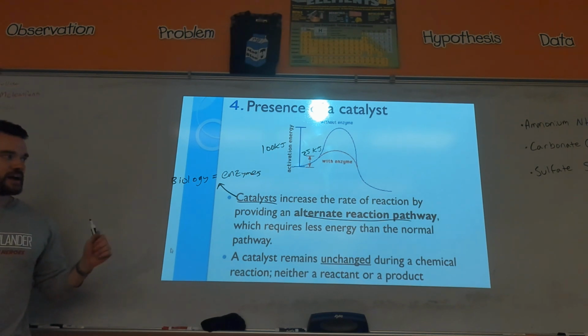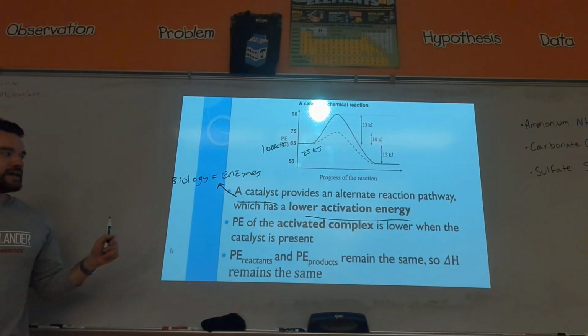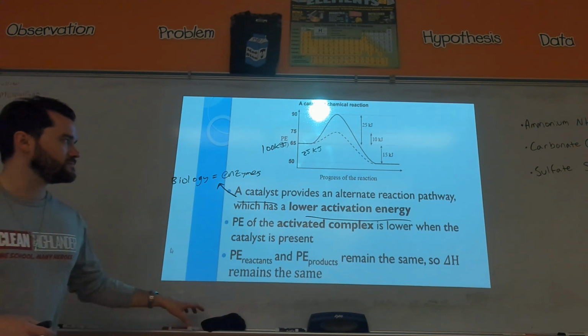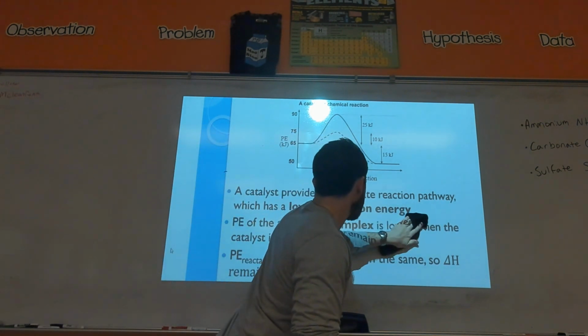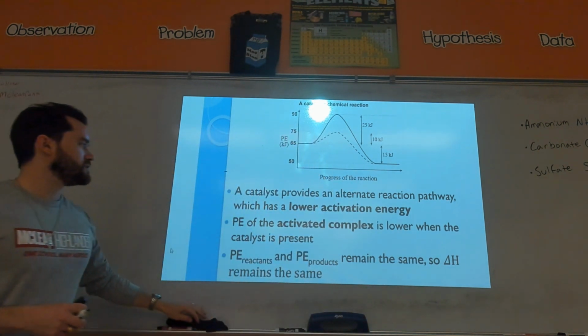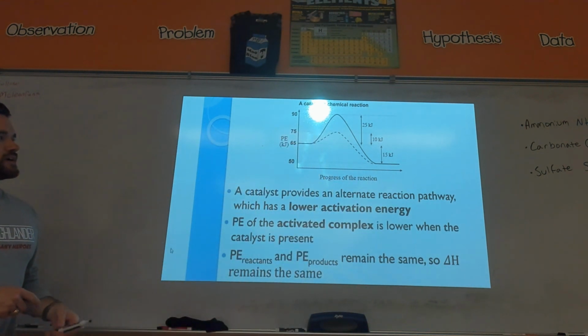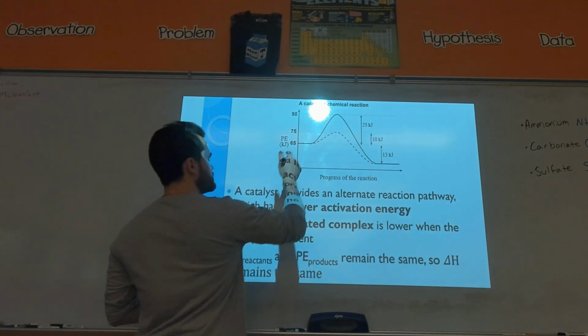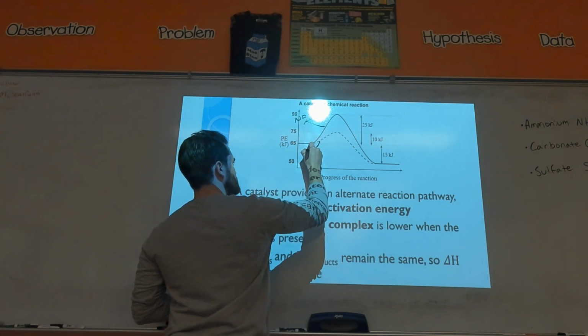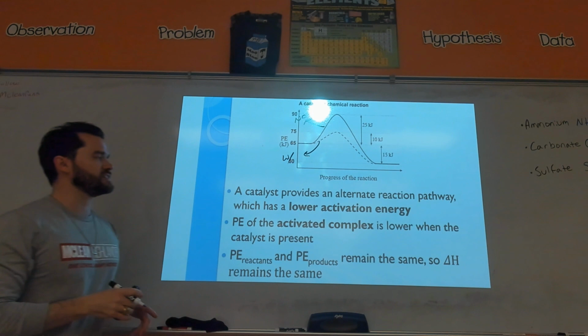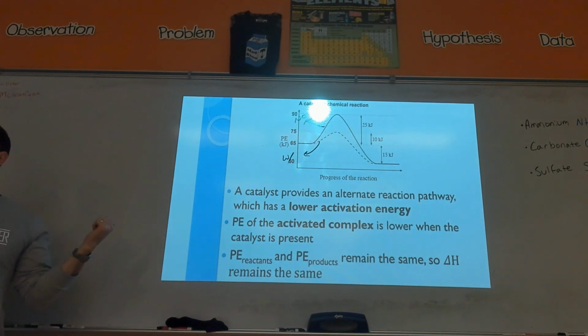So, anyways, last thing, a little more on catalysts. This is more just a detail, an example. Here they're showing you this line here is no catalyst. This is with catalyst. The dashed line represents when you have the catalyst.